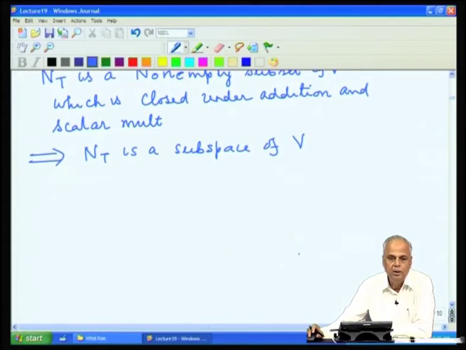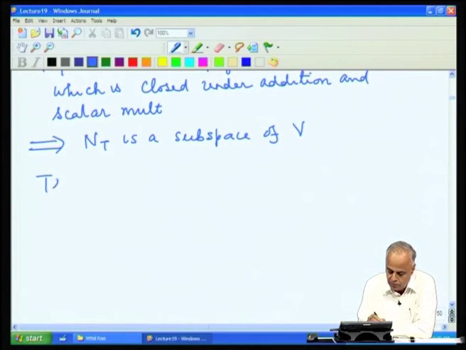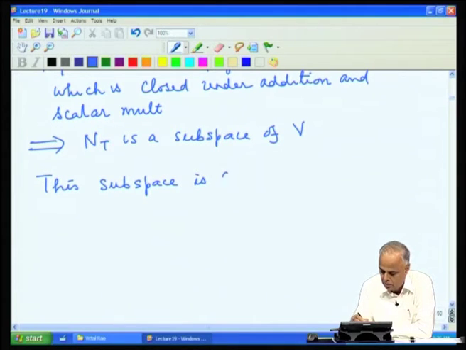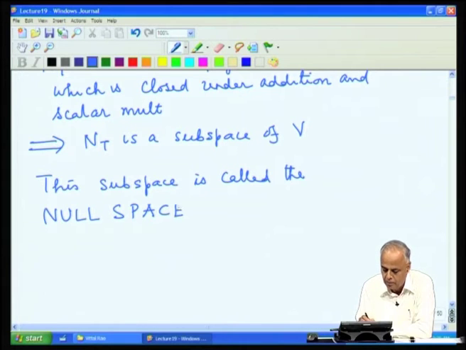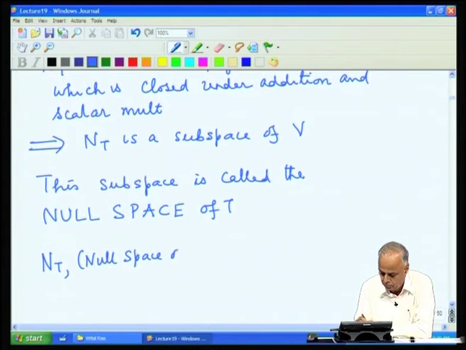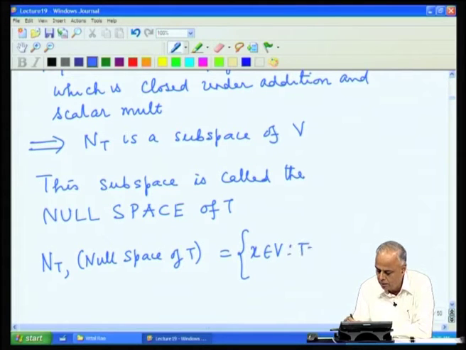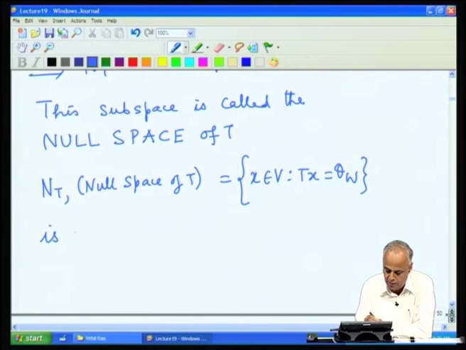This subspace is called the null space, the vectors which get nullified, the null space of T. So, we have NT is called the null space of T, the set of all vectors in V such that T x equals theta w, and this is a subspace of V.